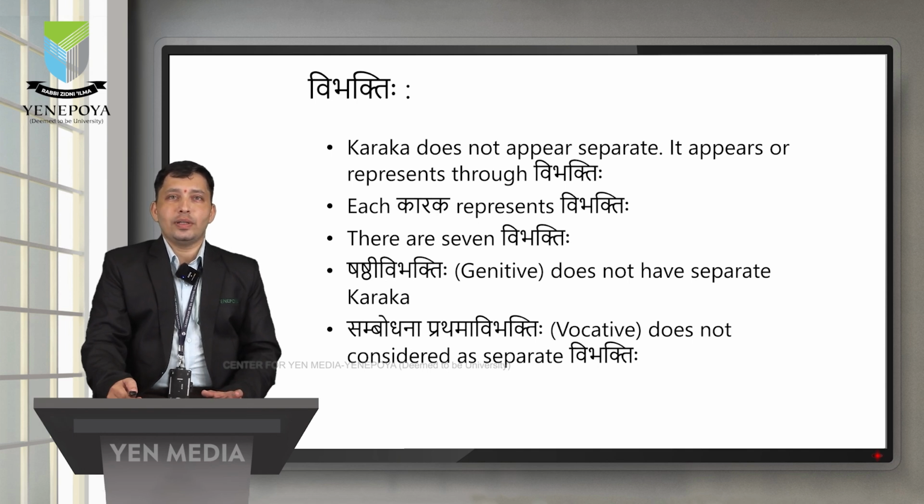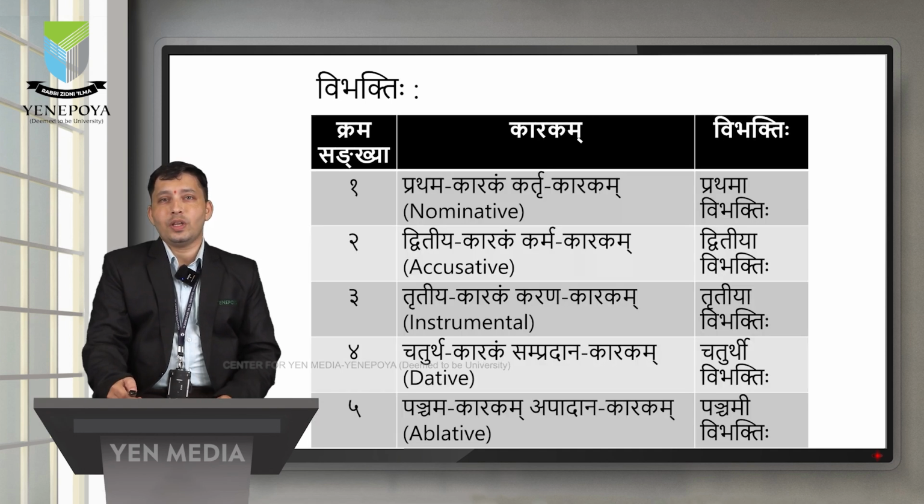Each Karaka actually represents a Vibhakti, and there are 7 Vibhaktis but only 6 Karakas, because Shashti Vibhakti does not have any separate Karaka. And one more thing we have to know is that Sambodhana Prathama Vibhakti is not considered a separate Vibhakti. So, let us see all Karakas and Vibhaktis together.